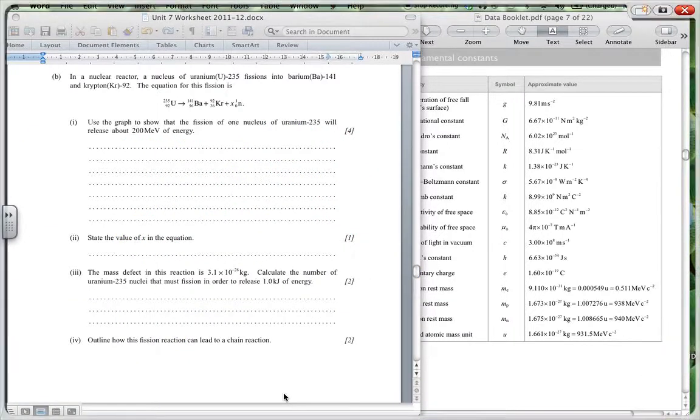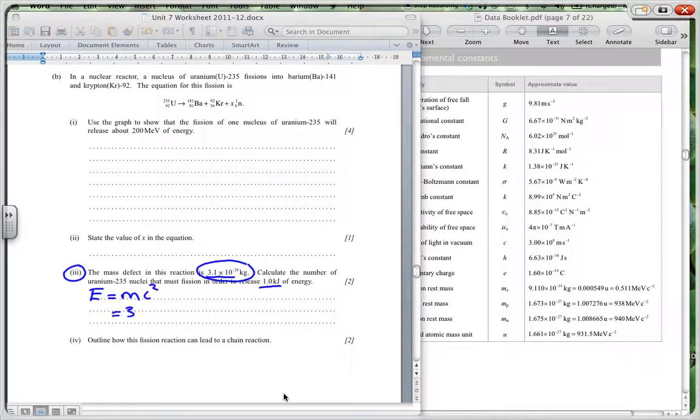Looking at question 3, it says the mass defect in the reaction is 3.1 times 10 to the negative 28 kilograms. Calculate the number of uranium-235 nuclei that must fission in order to release 1 kilojoule of energy. So this is the mass defect. This is the difference in mass.